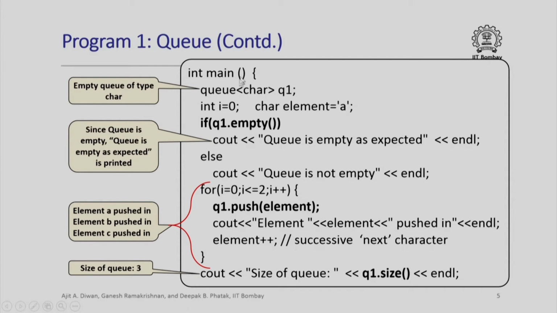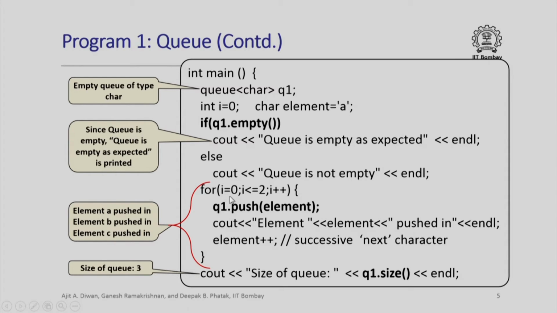This is the main program. I declare q as q1, I initialize an index variable I, and the char element initially is A. Please note that, like stack, I also check whether q is empty. If q is empty, we will say q is empty as expected. Otherwise, if q is not empty, we will state that q is not empty.